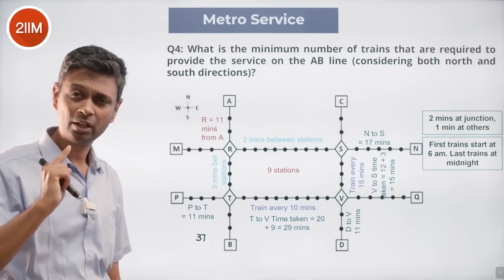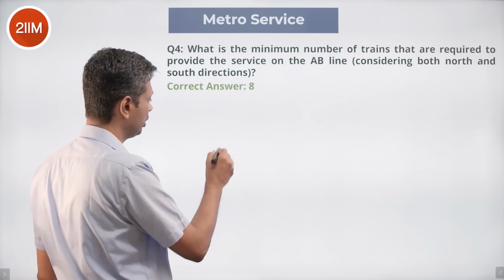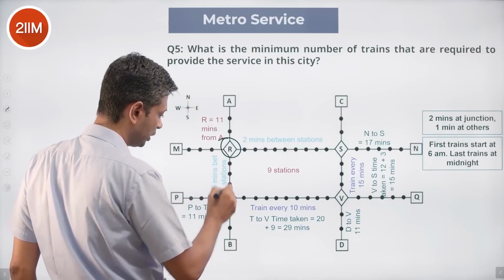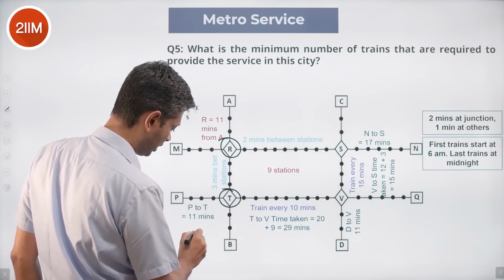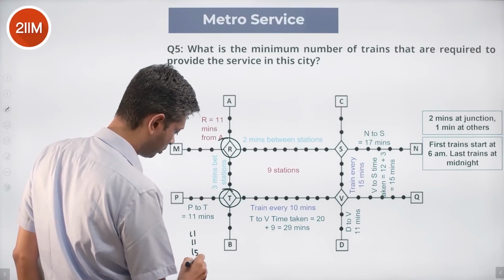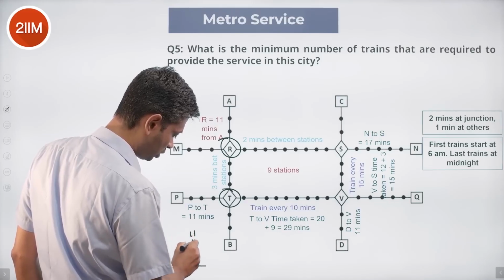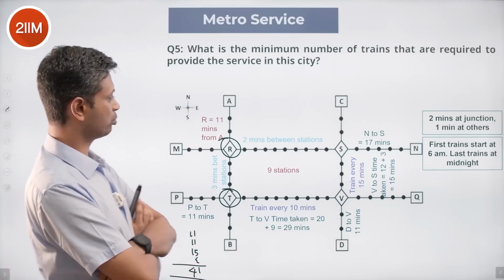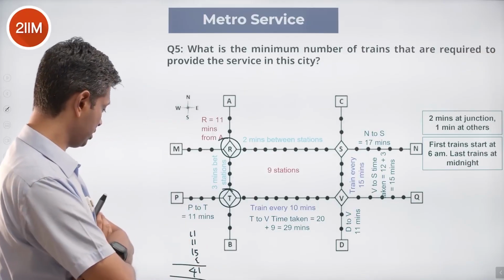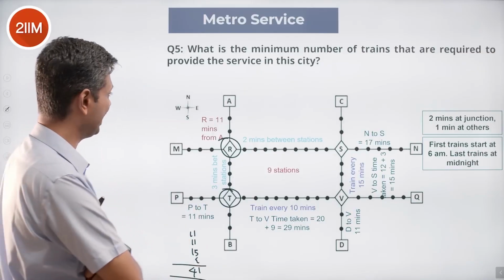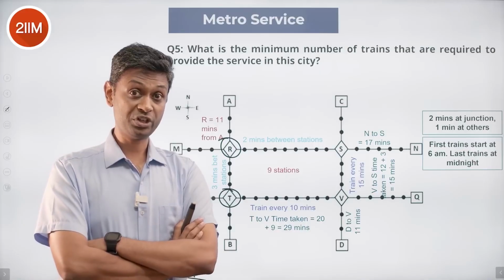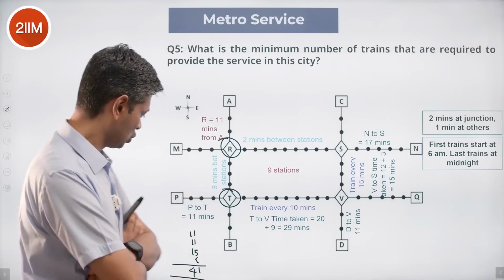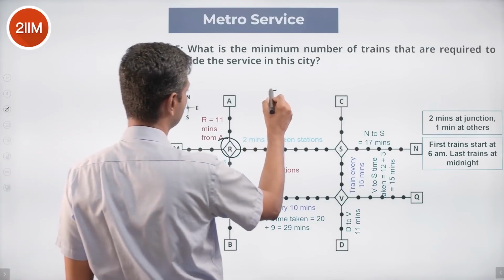What am I missing here? I'm clearly missing a 2-minute wait time here and a 2-minute wait time here. So 11 plus 11 plus 15 plus 4, 22, 37, 41 minutes, which is brilliant. So 41 minutes and I can go from A to B. The train needs a 15-minute wait time before it can start functioning. So 41 plus 15 is 56.